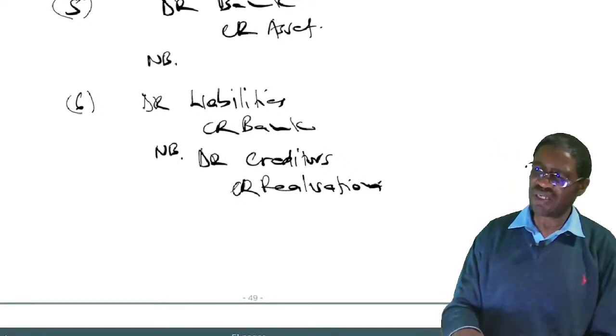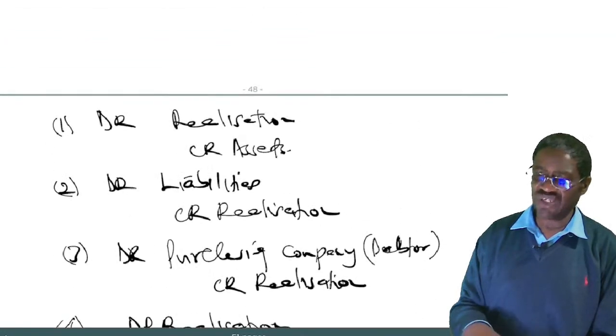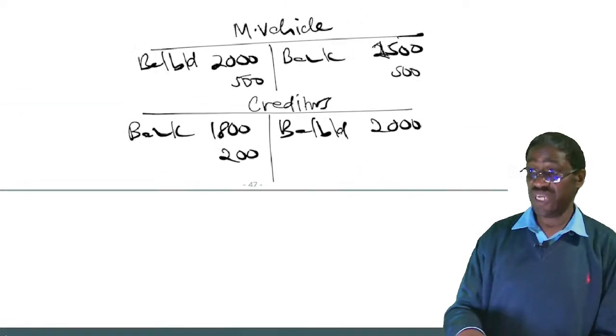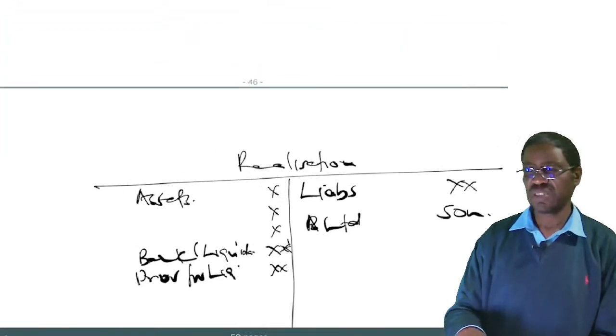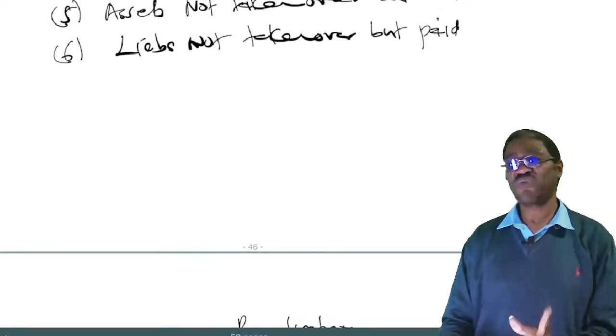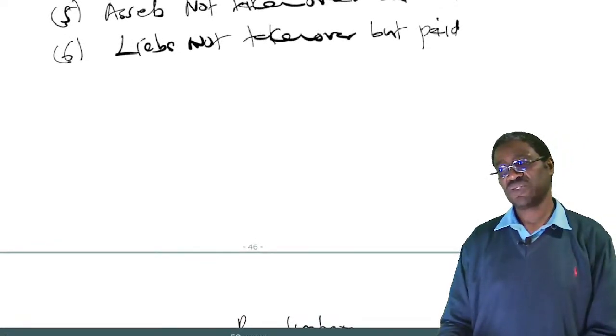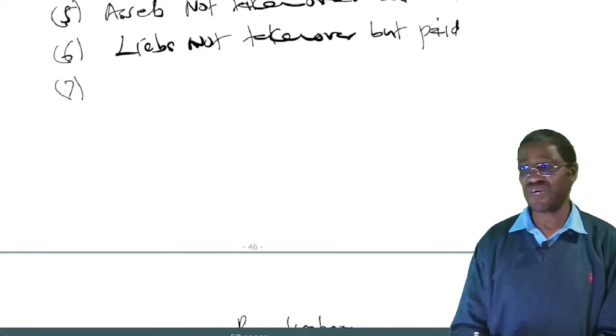So let me go back to the other entries now. We had reached number 6. Now we want to go to number 7. We said there are 15 entries in the books of the selling company. And that's what I want to continue now. So far we have talked about 6. Let me now go to number 7. So let me talk about it first.